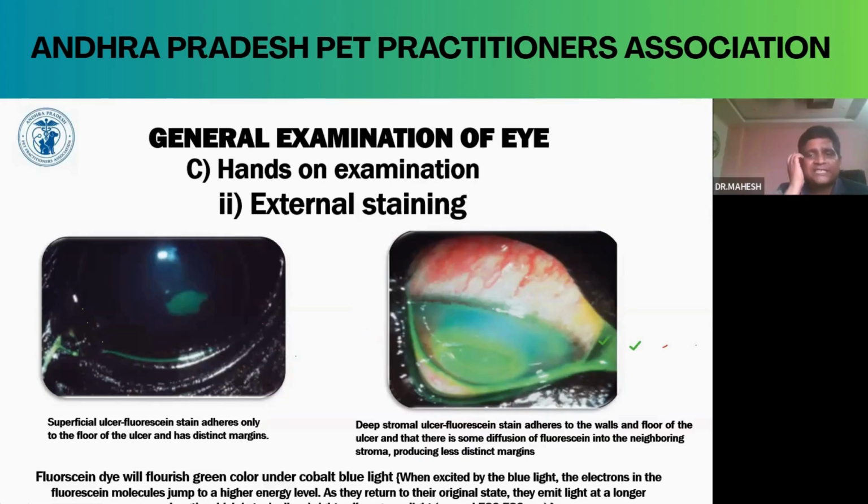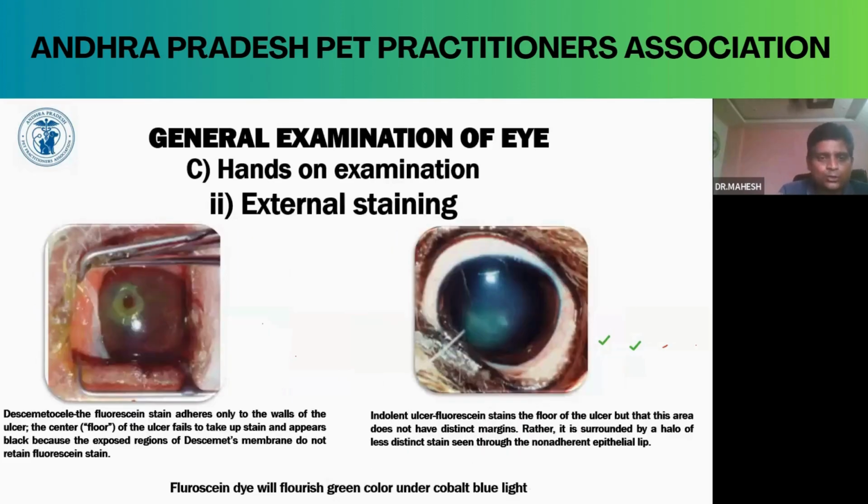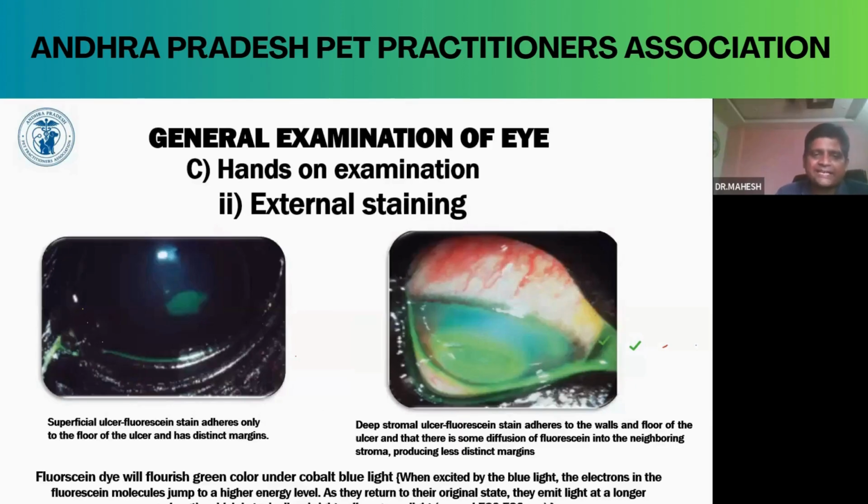So we can appreciate different corneal ulcers. As an expert, we can clearly appreciate different things whenever you stain: the superficial corneal ulcers, deep stromal ulcers, descemetocele, and indolent ulcers. So what are the specific characters when you observe a superficial corneal ulcer?